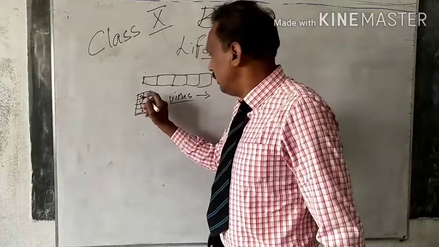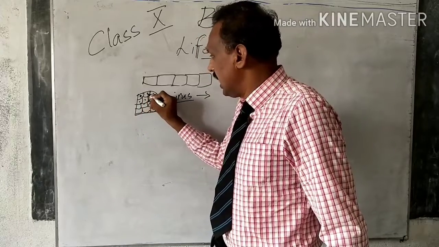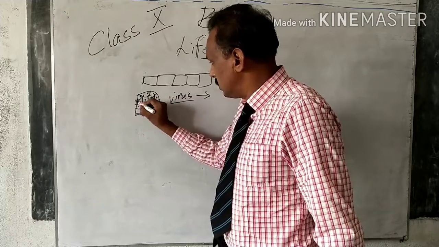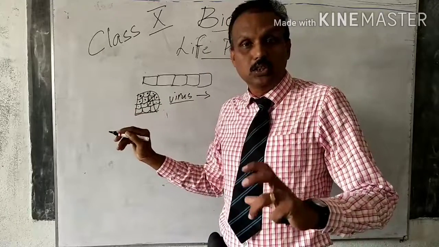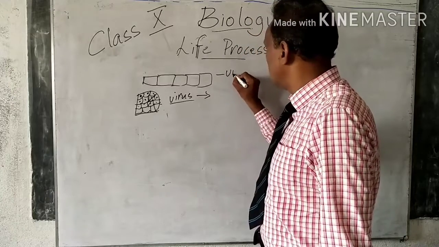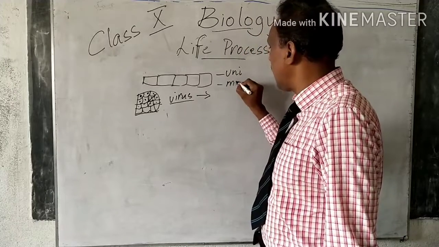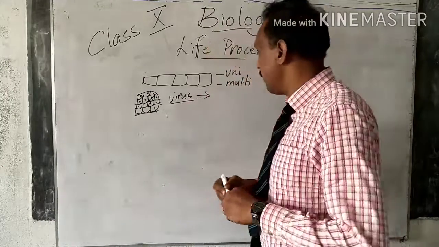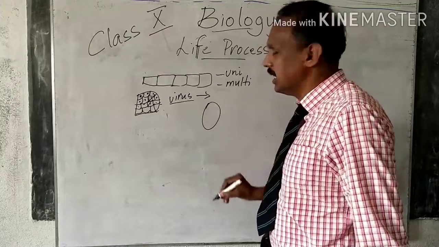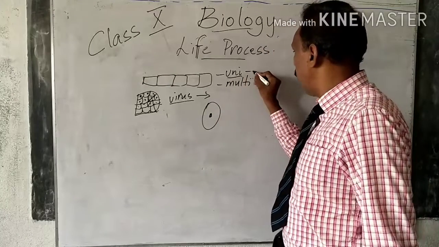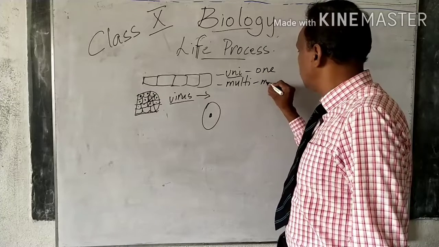And before that, I'll just once again recap this. A cell has got organelles, and groups of cells make up the tissues. Tissues form the organs, as you have studied earlier. There are two types of organisms, unicellular and multicellular. Unicellular organisms have only one single cell. Uni means one. Multi means many.